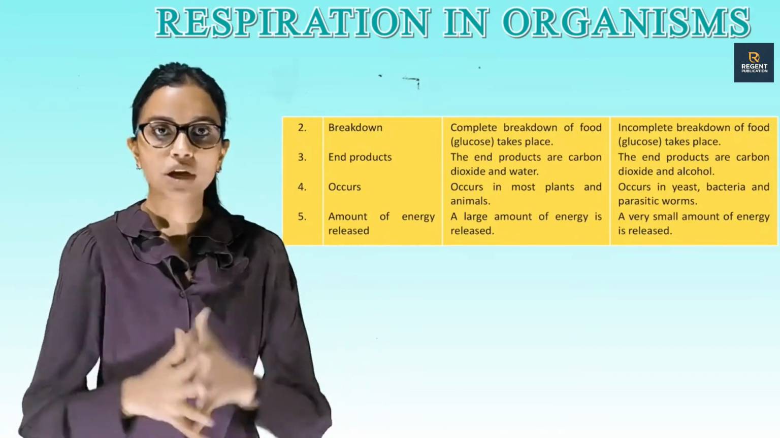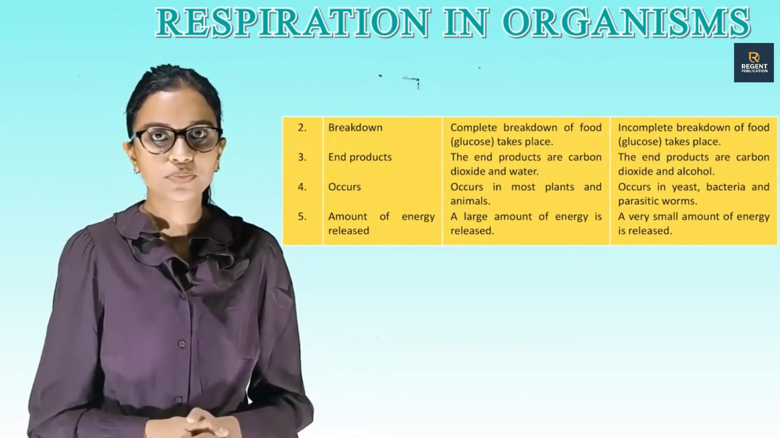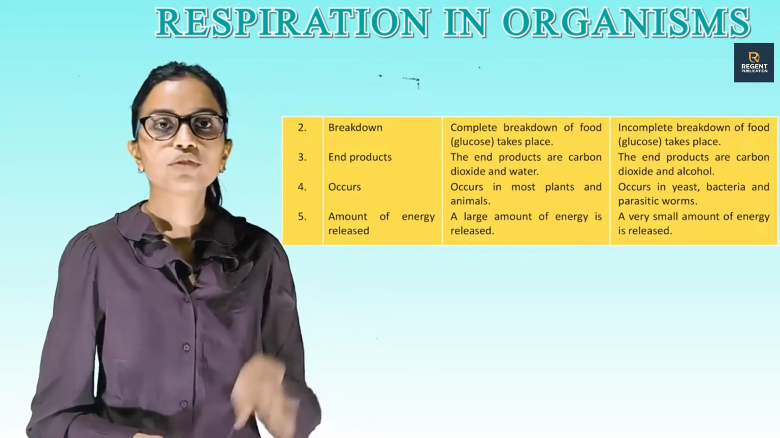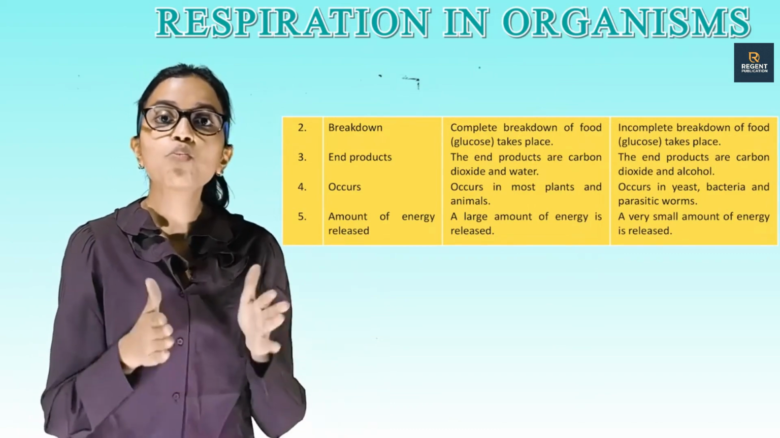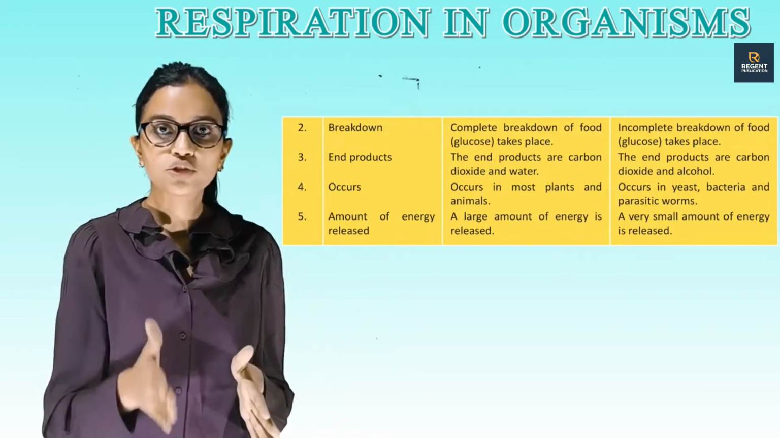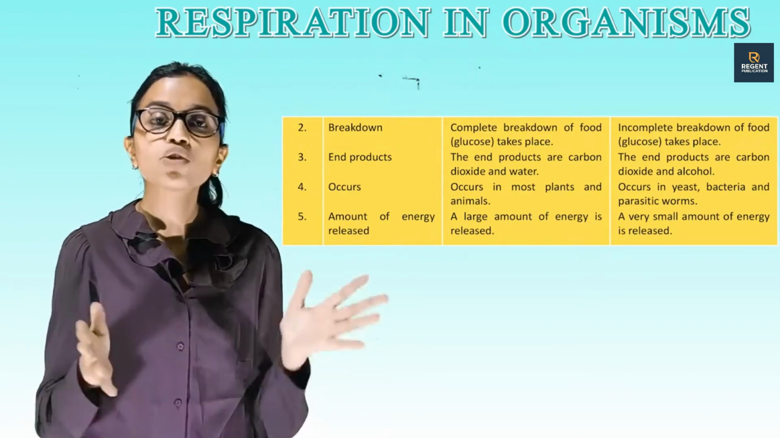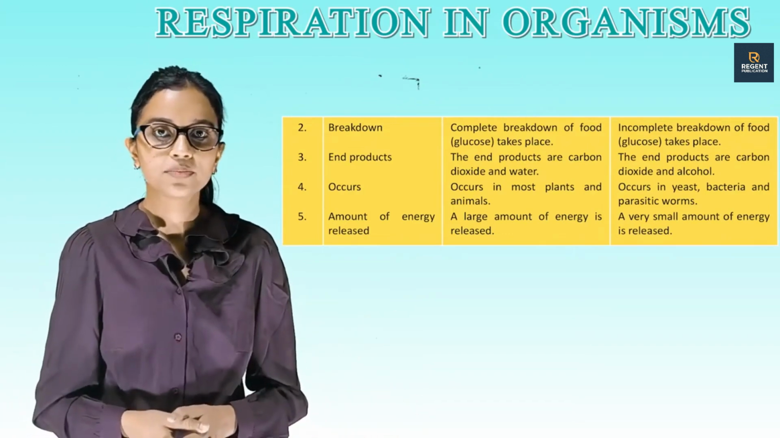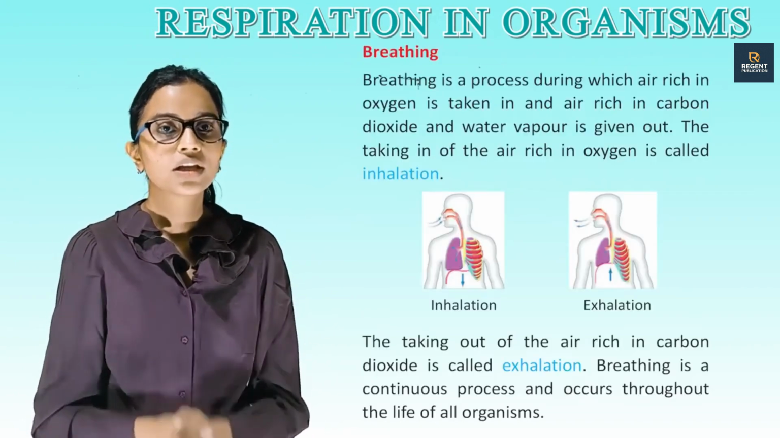Third, end products. The end products of aerobic respiration are carbon dioxide and water. The end products of anaerobic respiration are carbon dioxide and alcohol. Fourth, occurs: aerobic respiration occurs in most plants and animals, anaerobic respiration occurs in yeast, bacteria, and parasitic worms. Fifth, amount of energy released: a large amount of energy is released in aerobic respiration, a very small amount of energy is released in anaerobic respiration.